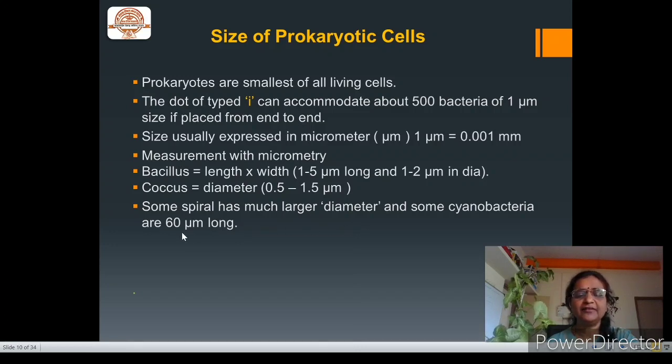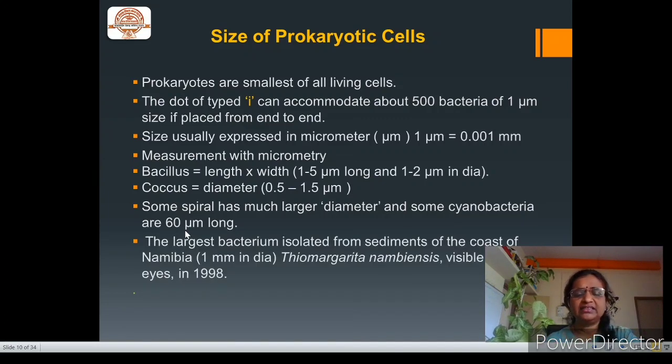Now in case of some bacteria like cyanobacteria, that is blue-green algae, they are quite large. They are about 60 micrometer in length. So cyanobacteria are quite large bacteria. They were recently classified as bacteria. Their size may be 60 micrometer long.